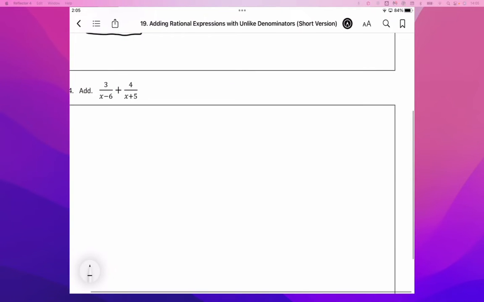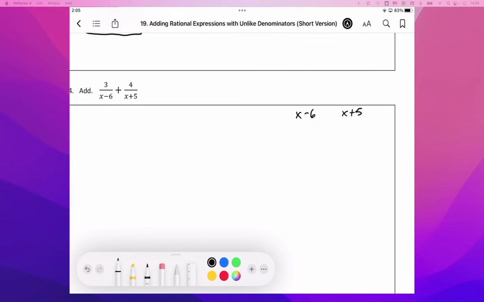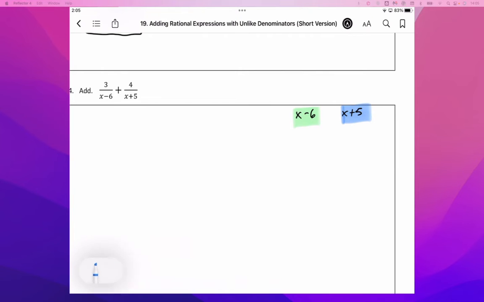And so for number 4, this is going to be a bit of a unique situation. We have x minus 6 as one denominator and x plus 5 as another denominator. Now there's nothing to factor out of either one of those. And so what we need to understand here is that that is one factor and that is the other factor. And to get a common denominator, the only way to get one is going to be to multiply them together. So we have x minus 6 times x plus 5.